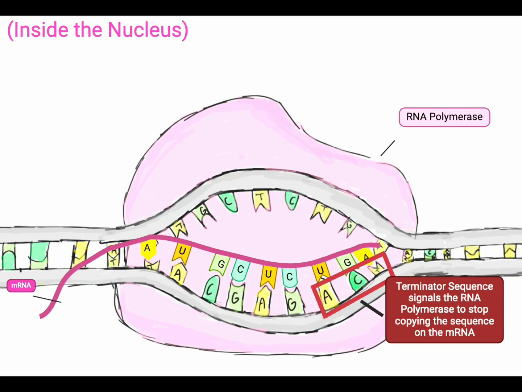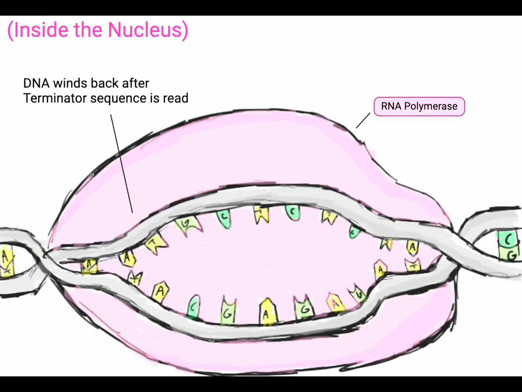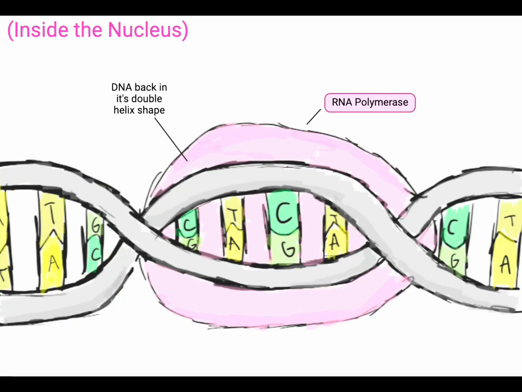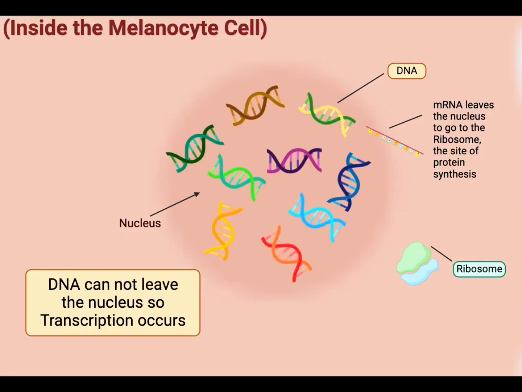Once the terminator is read, the DNA then winds back into its original shape with the help of RNA polymerase, signifying the end of transcription. The mRNA then leaves the nucleus so a protein can be created.